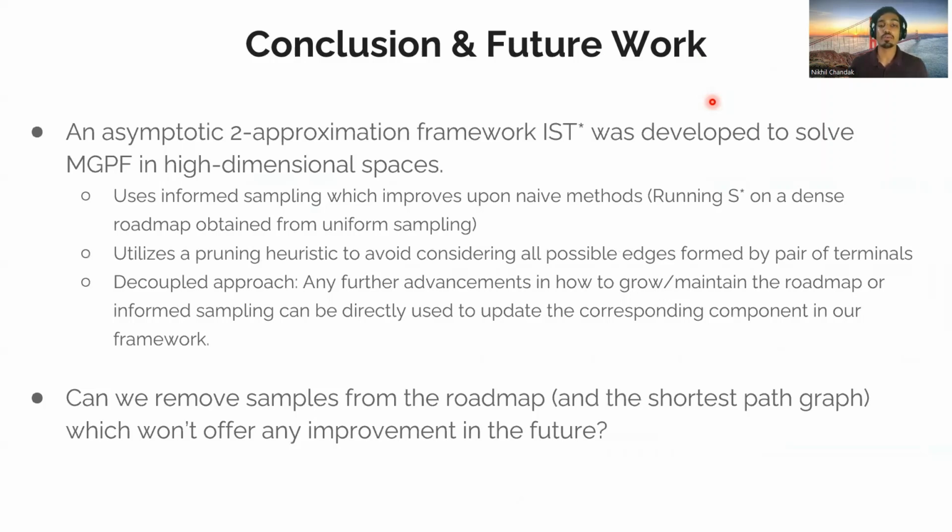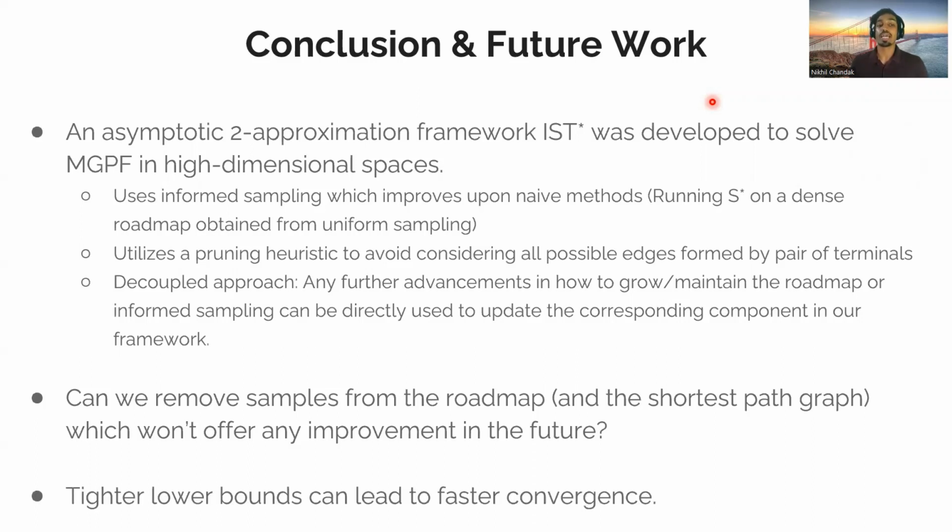For future work, we can consider removing samples and identify ones which cannot offer any further improvement to our current Steiner tree. Further, can we obtain tighter lower bounds that can lead to faster convergence, as that would definitely improve the convergence rate of a solution?